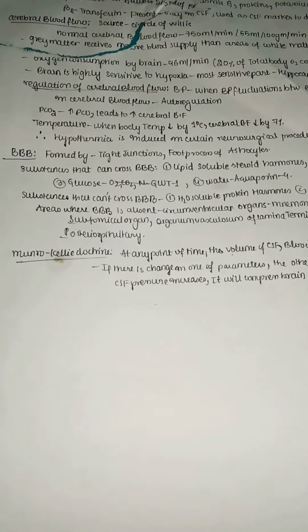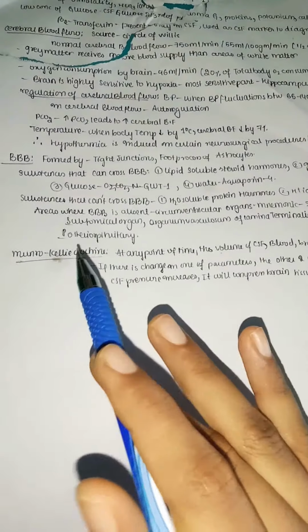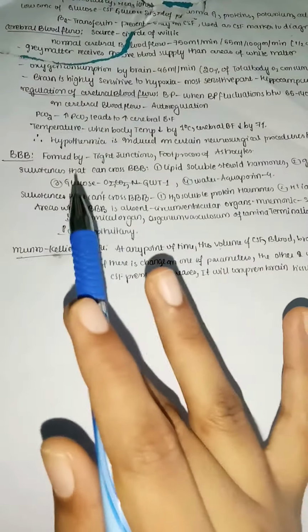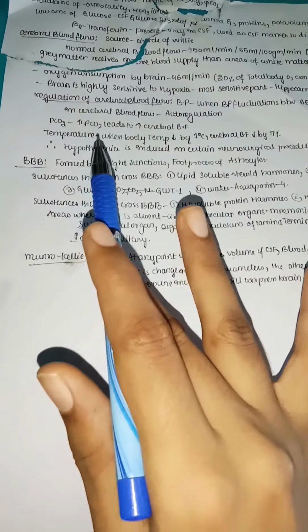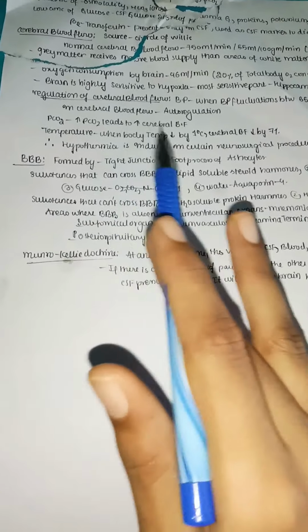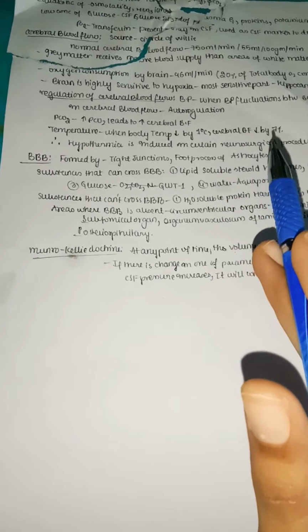Whenever there is higher partial pressure of carbon dioxide, then the cerebral blood flow will increase. And when the body temperature is lowered by just 1 degree, then the cerebral blood flow will also lower by 7%. So these are associations of cerebral blood flow with partial pressure of carbon dioxide and with temperature. Whenever the partial pressure of carbon dioxide is increasing, cerebral blood flow also increases, and whenever the body temperature drops by 1 degree, the cerebral blood flow also drops by 7%.